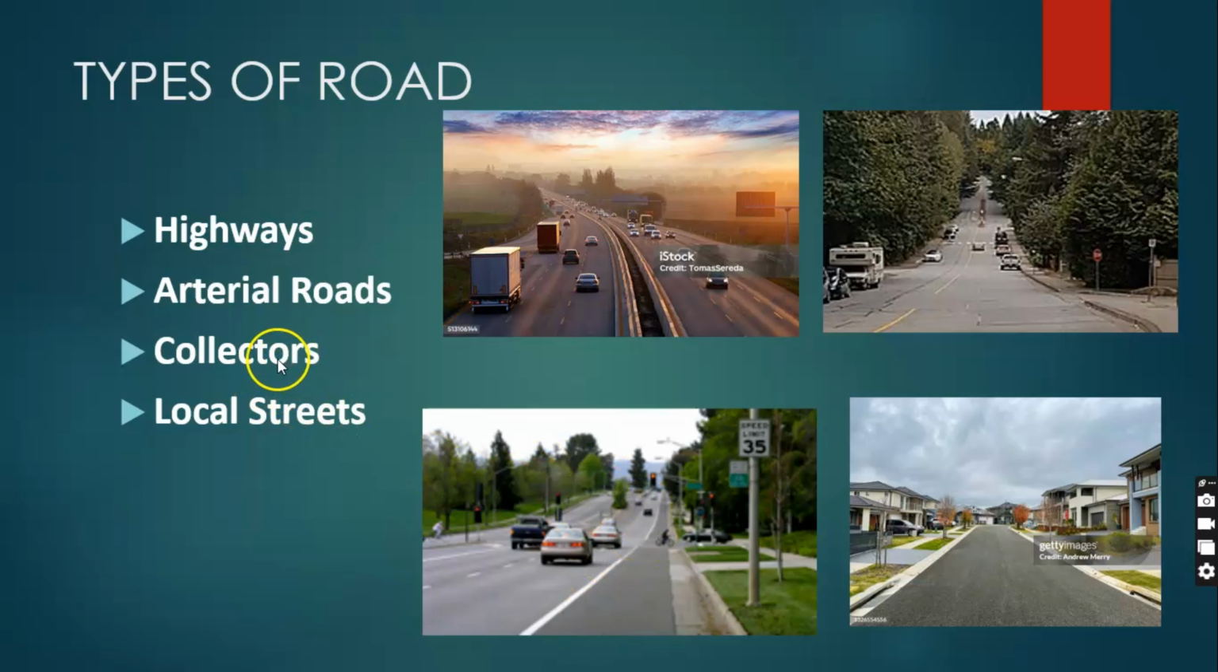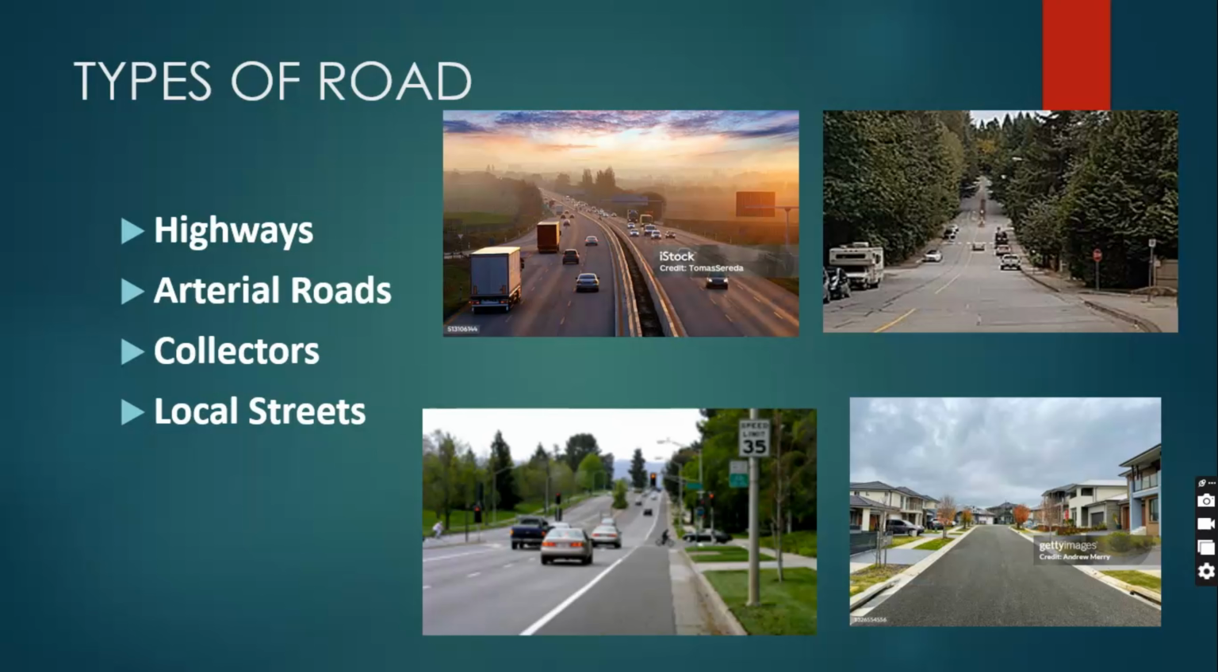Then we have the next one, which is called the collectors. These roads help to gather traffic from local streets and funnel it to arterial roads. So it is just a road that helps to move traffic, or movement of people or vehicles, from the local streets and channel them into the arterial roads. We said that the arterial roads channel into the highway, but the collectors gather traffic from the local streets or the local roads and channel them to the arterial roads.